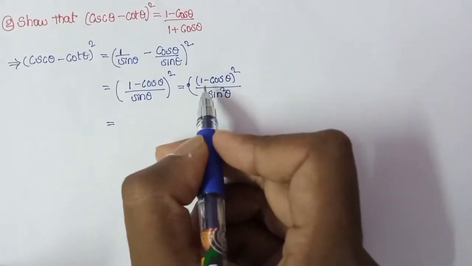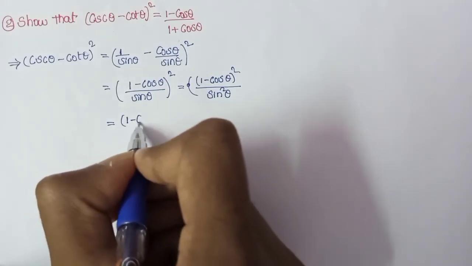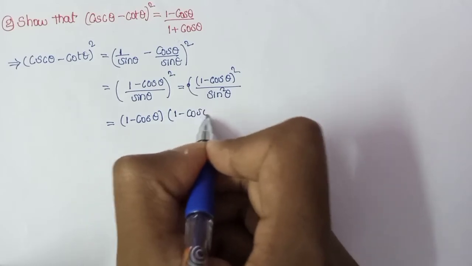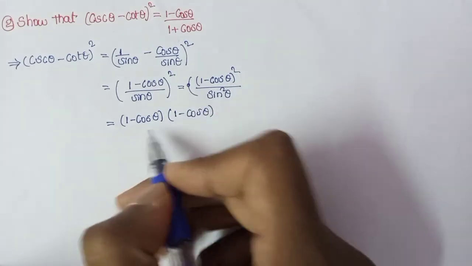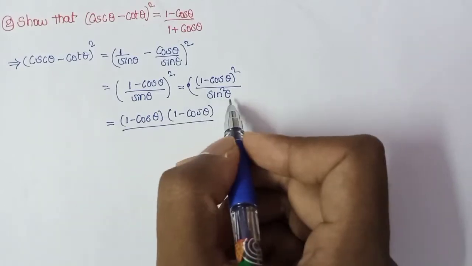Here 1 minus cos theta whole square, you can write as 1 minus cos theta into 1 minus cos theta, because a square means a into a. So that is what I have written here, divided by sin square theta.